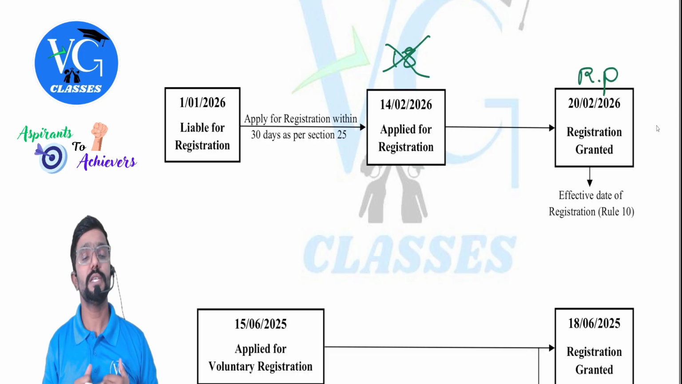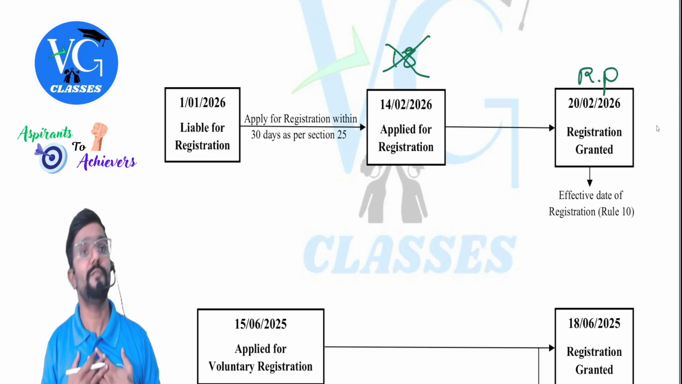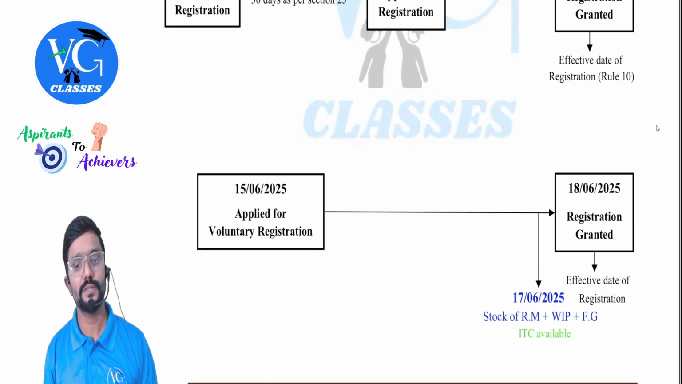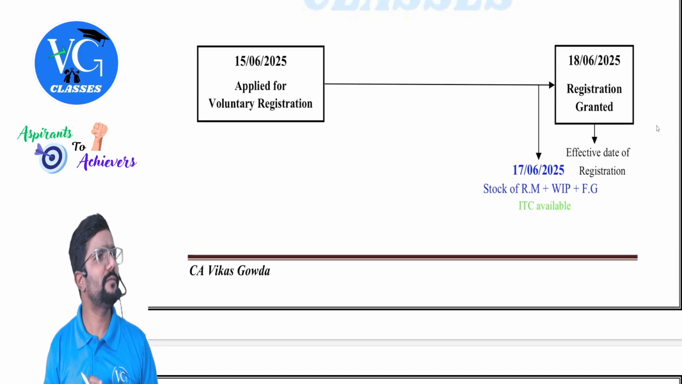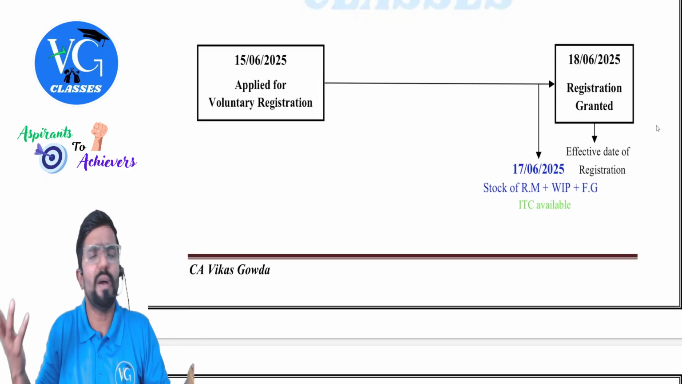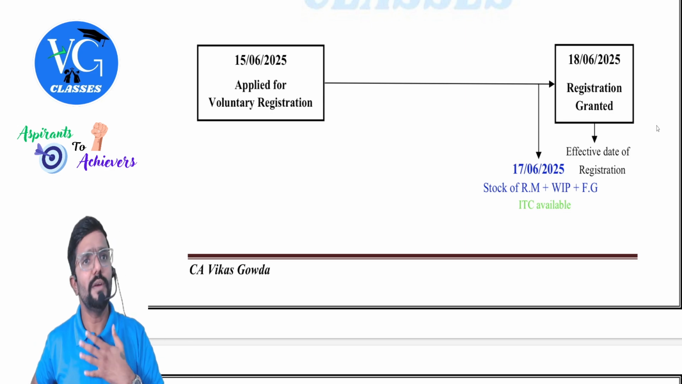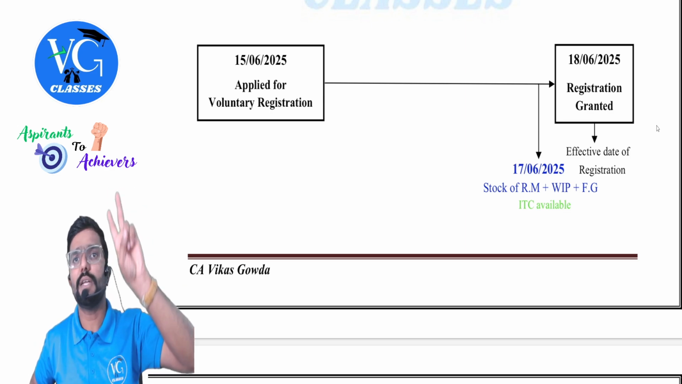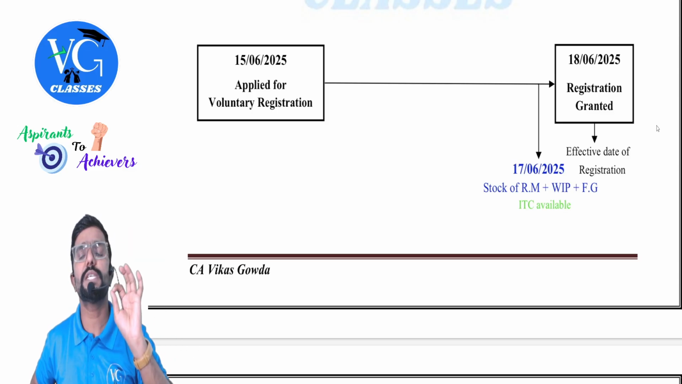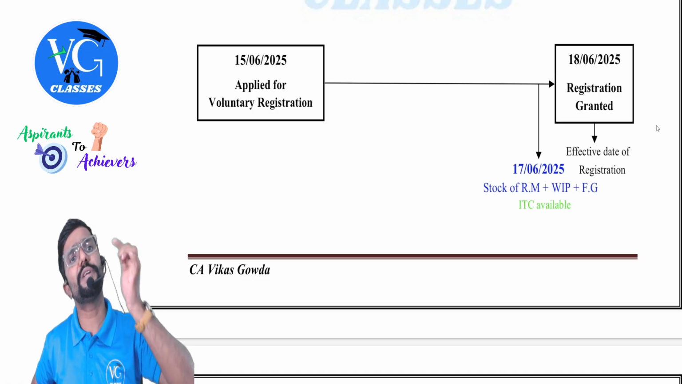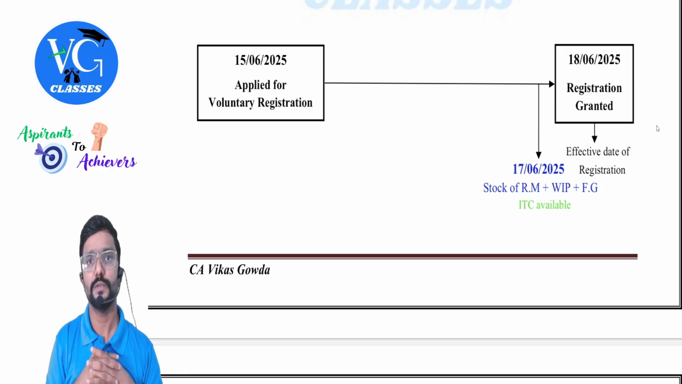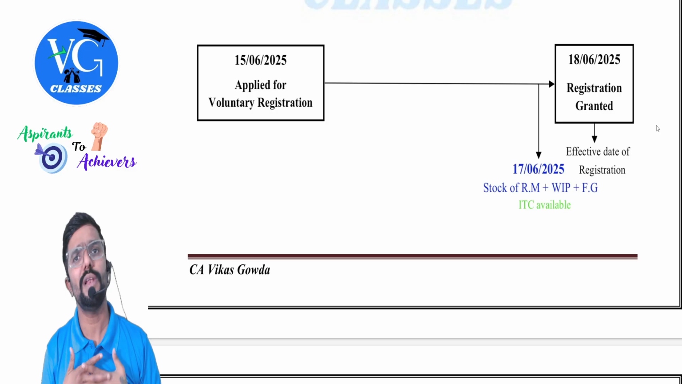Yes. This is when I became liable for registration and I applied for it. Next scenario is, sir, I was not at all liable for registration. I voluntarily want to take registration. Yes. Even though I was not liable, I was not covered in section 22, and I was not covered in section 24 also. What will section 22 and 24 tell? Who should get registered under GST? I am not covered under both the sections. Can I go ahead and still take voluntary registration?